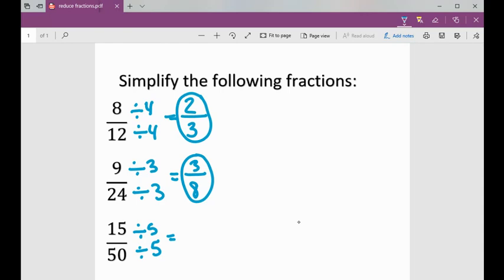5 can go into 15 3 times, and 5 goes into 50 10 times. When I look at 3/10, there isn't another number that could go into 3 and 10 perfectly other than 1, so 3/10 would be the reduced form of 15/50.